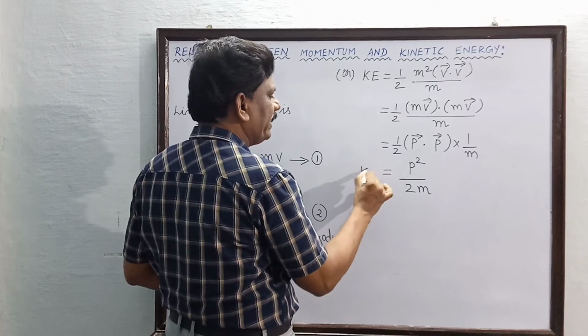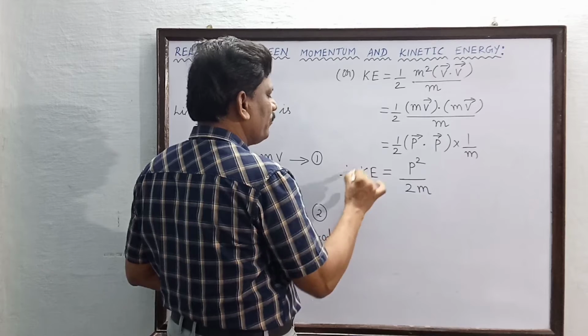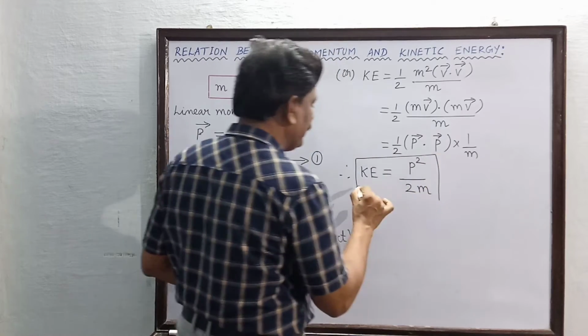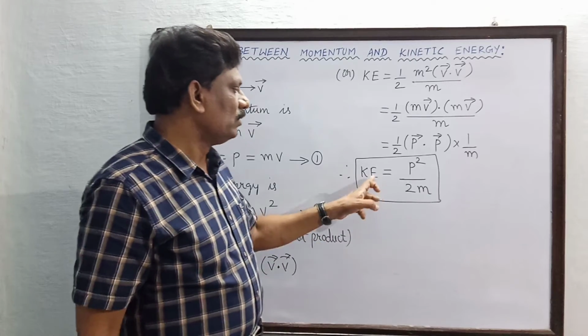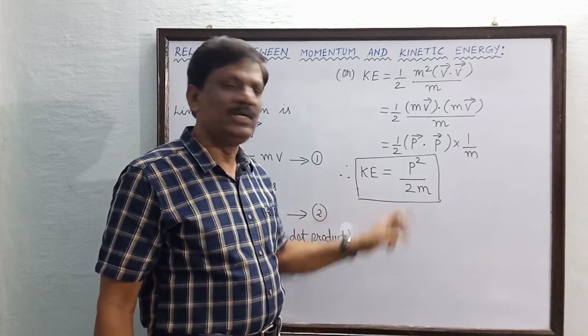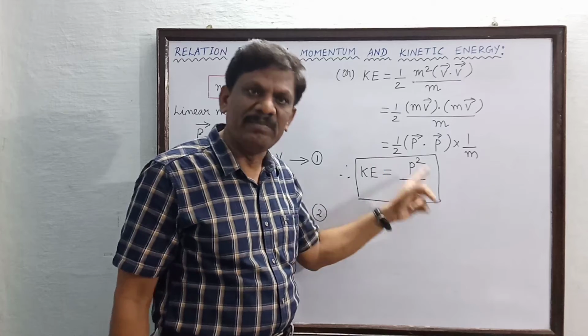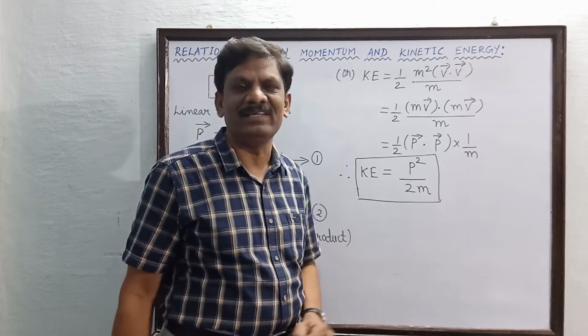So this is now p square divided by 2m. Left hand side is kinetic energy. Therefore, the relationship between kinetic energy and linear momentum we have derived. So, kinetic energy is equal to p square by 2m. Everything is coming in the scalar form because kinetic energy is a scalar quantity.